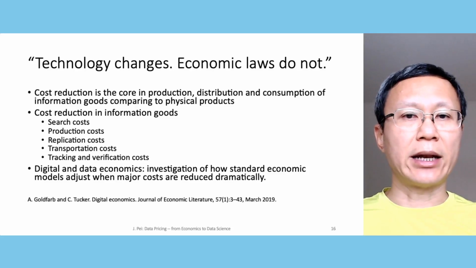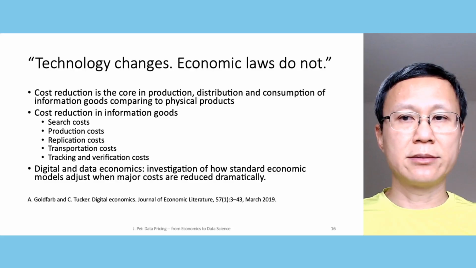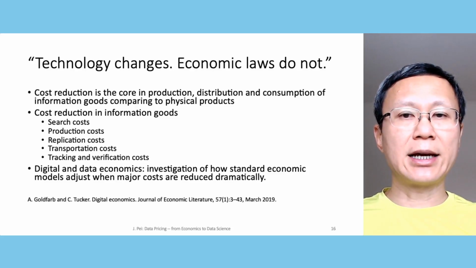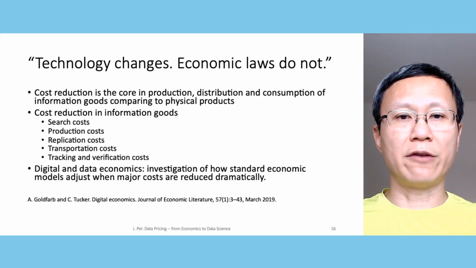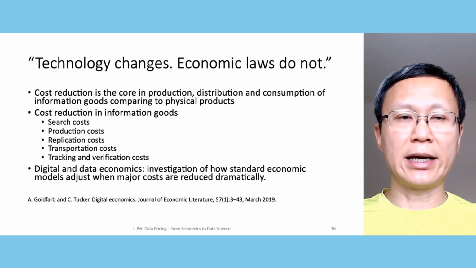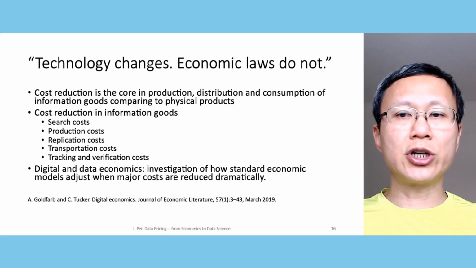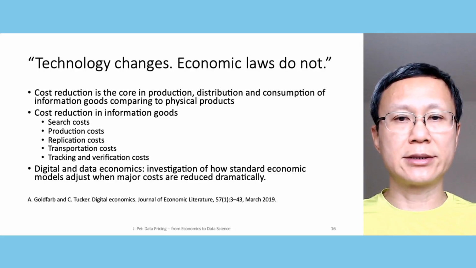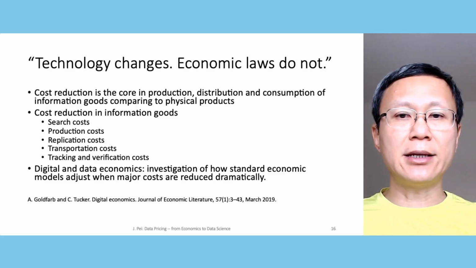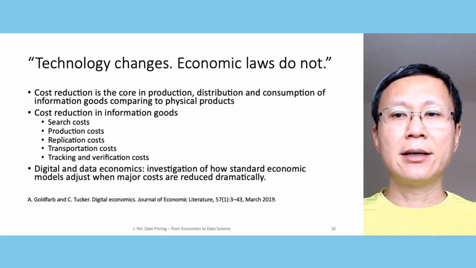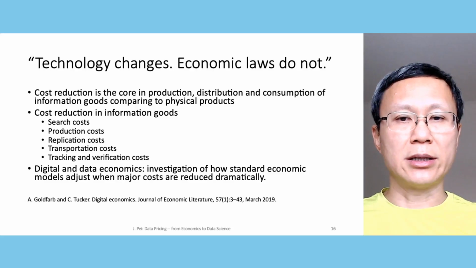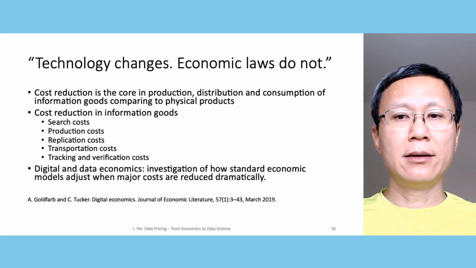It is well said that technology changes, but economic laws do not. The production, distribution, and consumption of information goods, compared to those of physical products in the long history of human economies, are distinguished by significant cost reductions on 5 aspects, namely search costs, production costs, replication costs, transportation costs, and tracking and verification costs. Essentially, digital and data economics investigates how standard economic models adjust when those costs are reduced dramatically. Goldfarb and Tucker present a thorough discussion whose framework will be largely followed here.